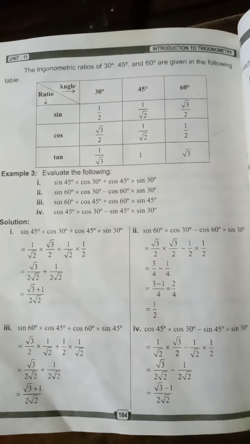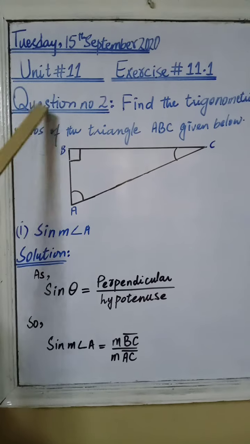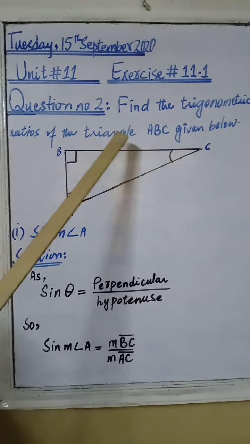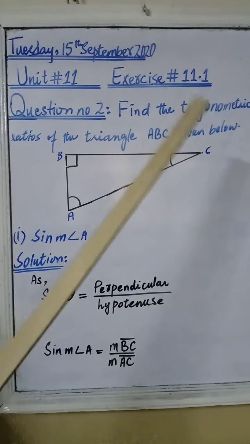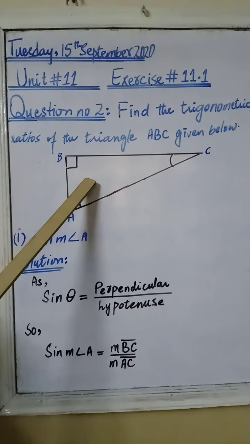Okay students, now moving toward our exercise. Question number 2. Find the trigonometric ratios of the triangle ABC given below. Here a right angle triangle is given.